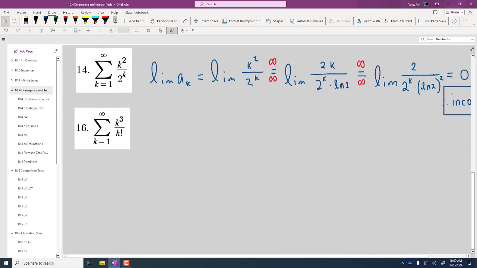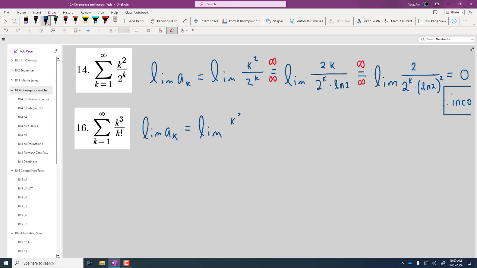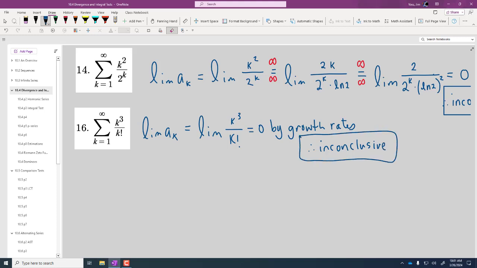And so then here, this is one where we really can't do the math. All we can do is use the heuristics that the factorial grows faster than a polynomial. So all we can say is that this limit is 0 by growth rates. And therefore, this is inconclusive here. So we have to do more. We have to use another test.